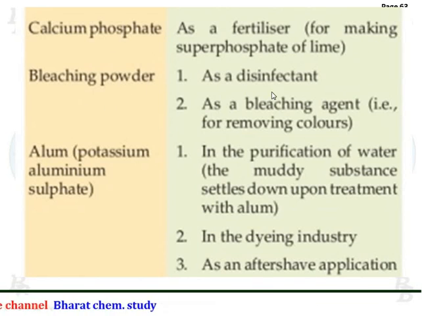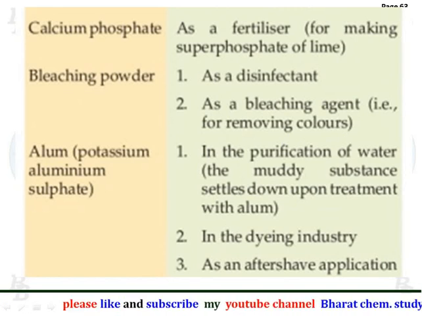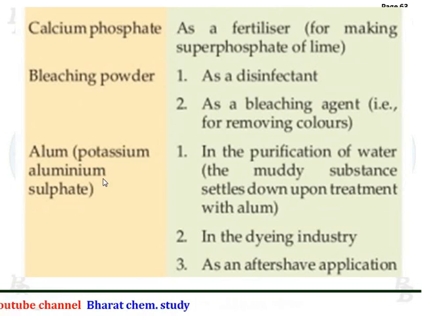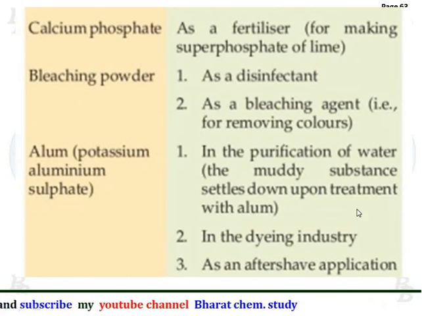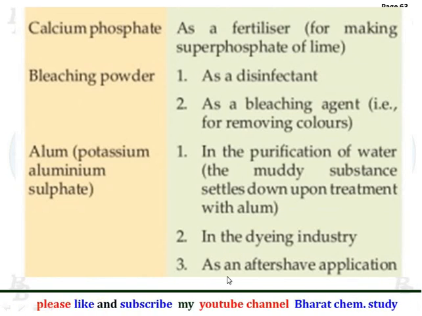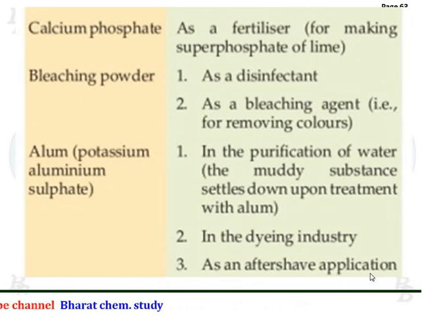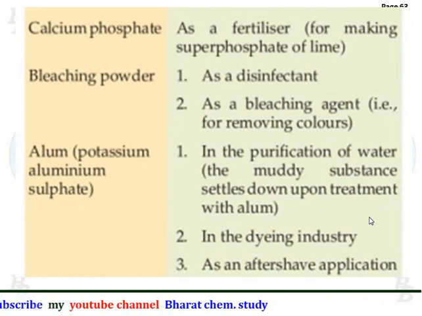Bleaching powder is a disinfectant and is also used as a bleaching agent, that is, for removing color. Alum, potassium aluminium sulfate, is called alum. It is used in the purification of water to remove muddy substances, which settle down on adding alum. Second, it is used in the dyeing industry and also as an aftershave. It is also called fitkari in common language. It is used as an aftershave due to its antiseptic property.